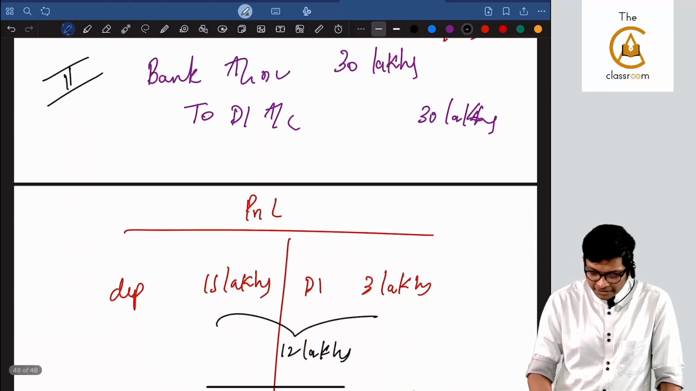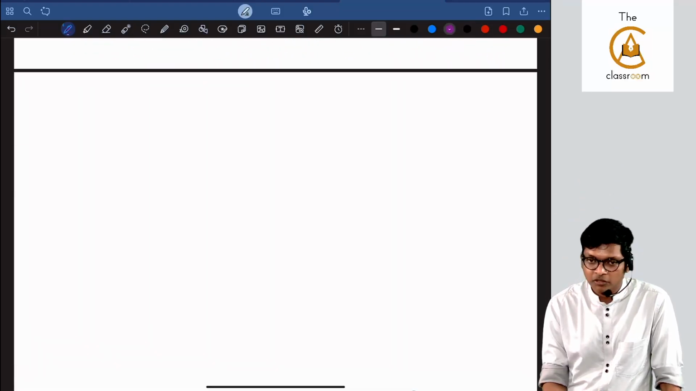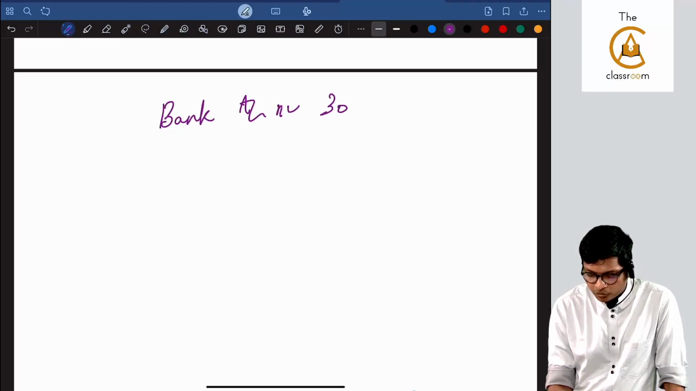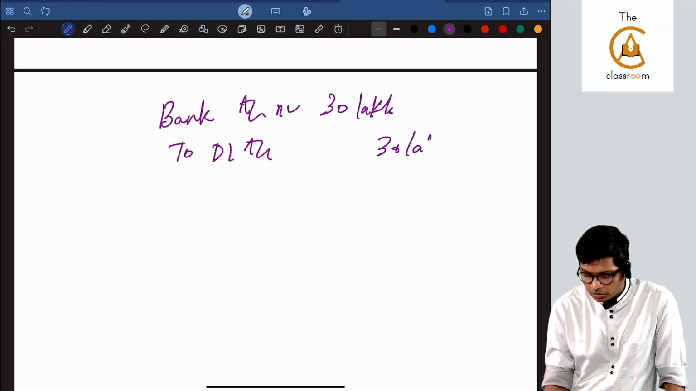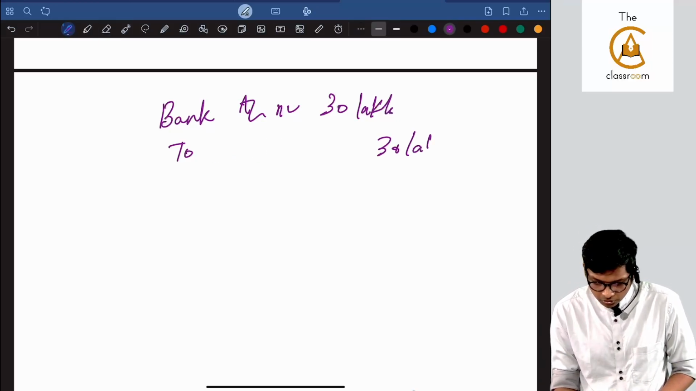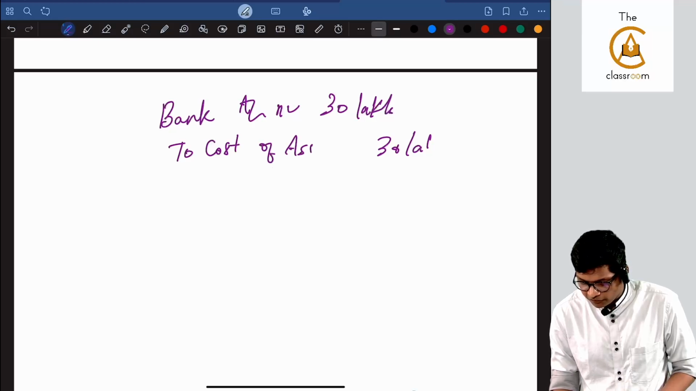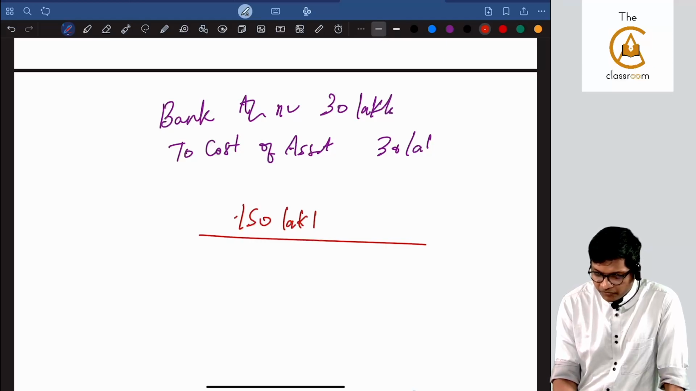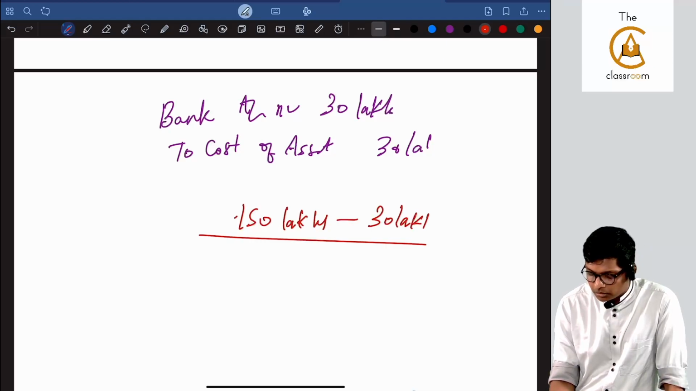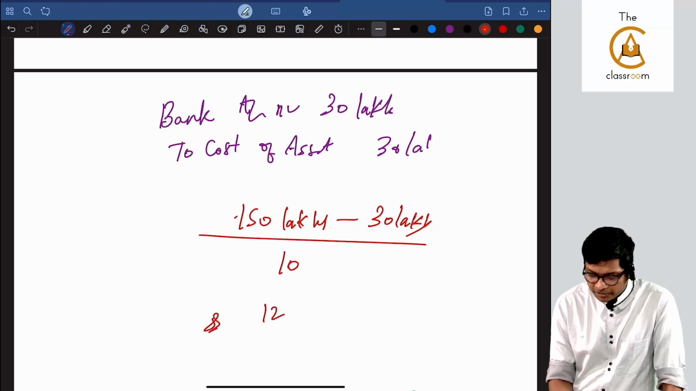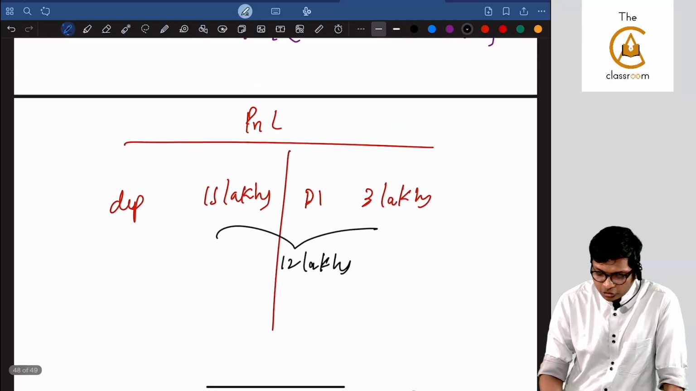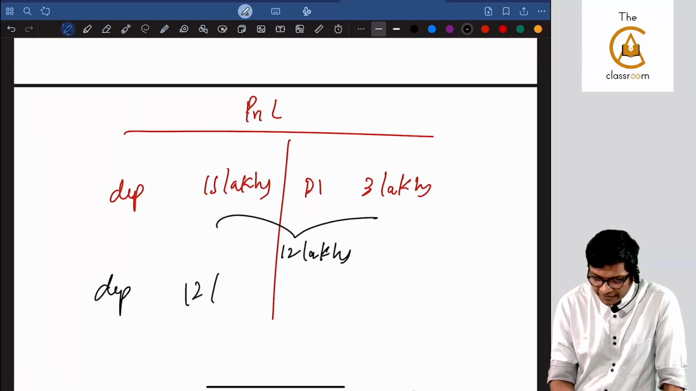Now same thing, instead of deferred income, if you credit to cost of asset, when you receive the grant, it will be bank account debit 30 lakhs to deferred income account, sorry, to cost of asset 30. Now what happens to my asset? 150 lakhs minus 30 lakhs by 10. This becomes 120 by 10. My depreciation will be 12 lakhs. So in that case, depreciation will be straight away 12 lakhs.